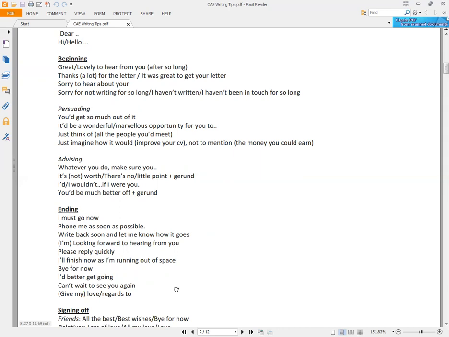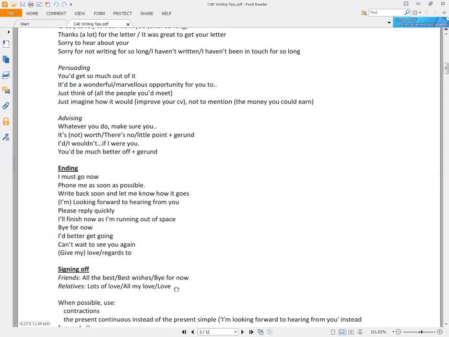I'd better get going. And notice here that the 'd with better is an abbreviation for had, and had better must be followed with an infinitive. I'd better get going. Can't wait to see you again. Give my love, regards to your parents. And when you sign your informal letter off, to your friends: all the best wishes, bye for now. To your relatives: lots of love, all my love, and so on.